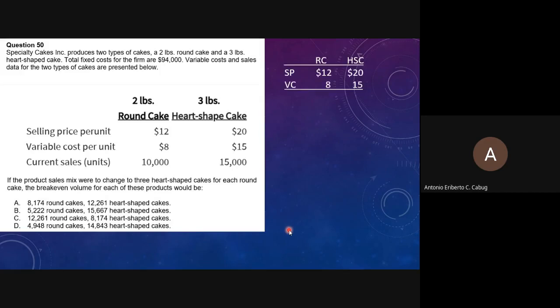Sales price, variable cost, the same. So yung UCM tsaka CMR, hindi magbabago. Pero yung mga mix, magbabago. Can I expect this in 4 minutes? Okay, this time, I will give you 4 minutes. Go.